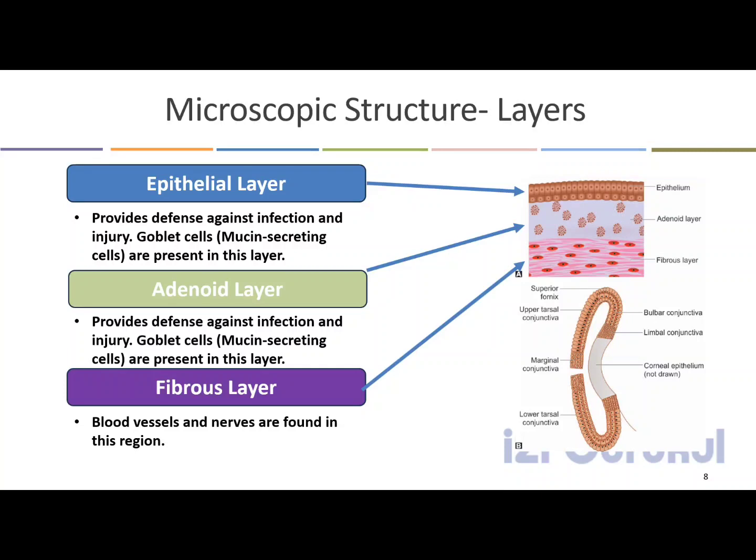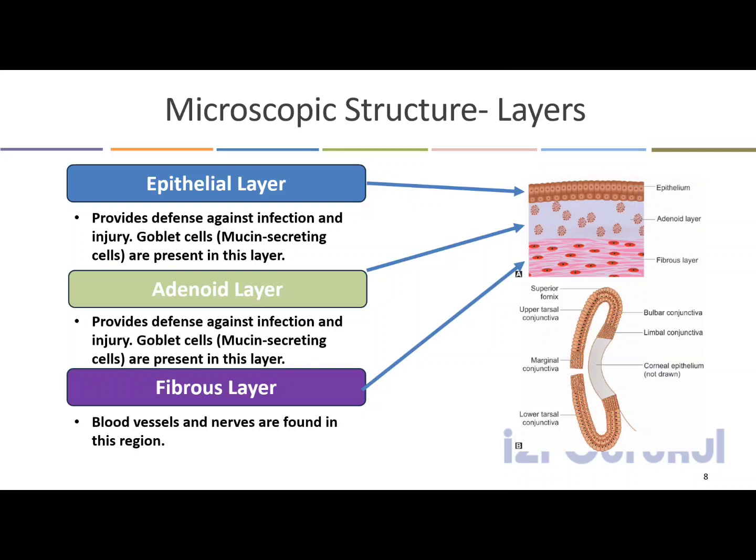The epithelial layer is arranged in 2 to 5 layers. Mucin glands are present in this layer, which secrete the tears. Also, these provide defense against infections and injury. Goblet cells help to secrete the mucin. These lie on the epithelial layer throughout the conjunctiva.